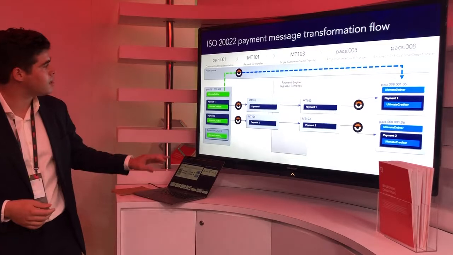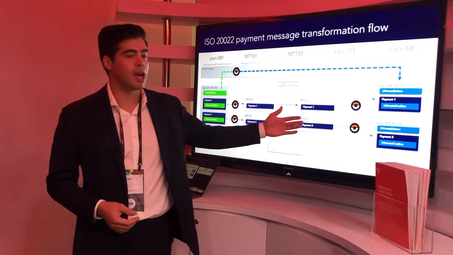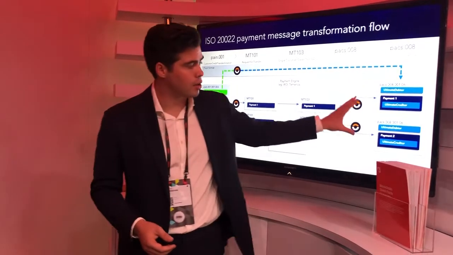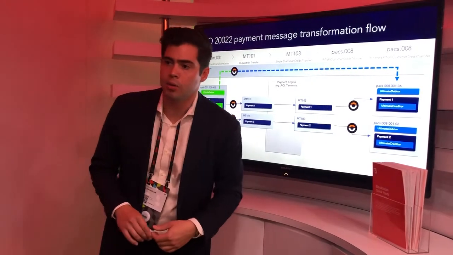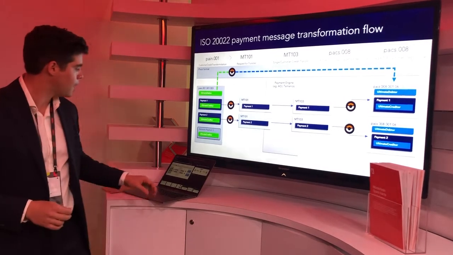What's happening here is that we're bringing in all of the rich information, feeding it through the legacy payment infrastructure, and then enriching it on the other side. This is all in a single bank context to support them with that upgrade.